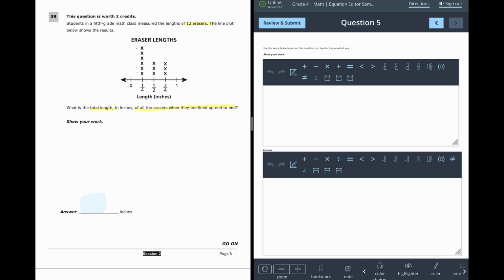So for the first part, I have how many erasers are 1/4? 1, 2, 3, 4, 5, 6. So I have 6 groups of 1/4. Matter of fact, I want to write that as 6 times 1/4, plus I have 3 times 1/2, plus 3 times 3/4. Okay, so that's what I have here. So already I know I'm going to have to probably type all this in.